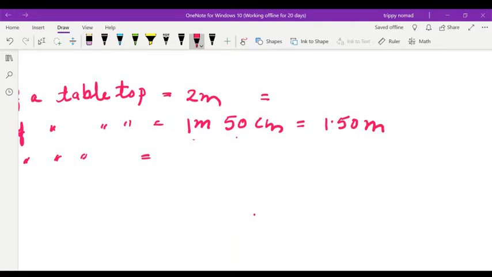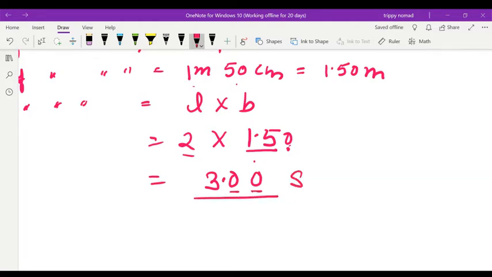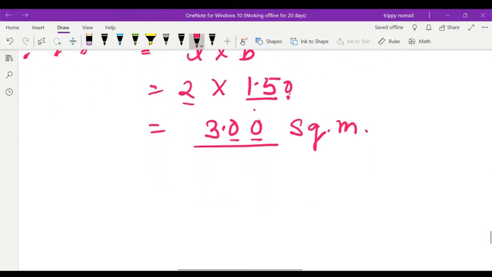Okay. Length into breadth. 2 into 1.50. 15 twos are 30. Multiply we will do. Then this one zero I am putting here. And point after how many digit? 1, 2. So I will put point after counting 1, 2 like this. So 3 square meter will be the answer. This is the way you will solve.